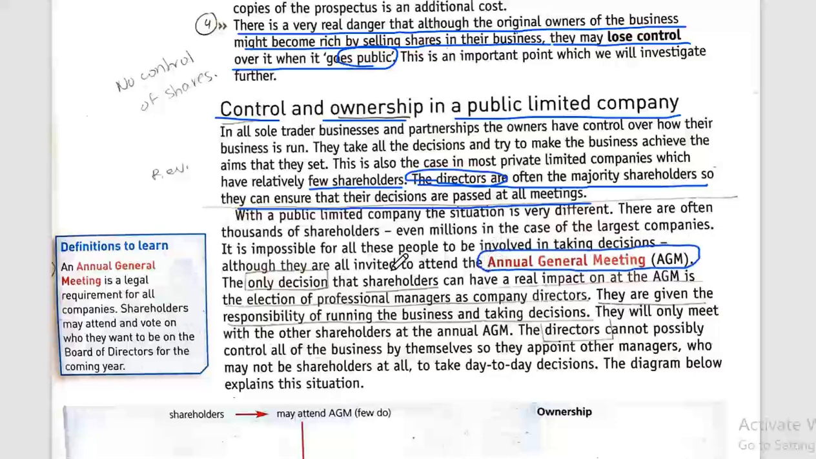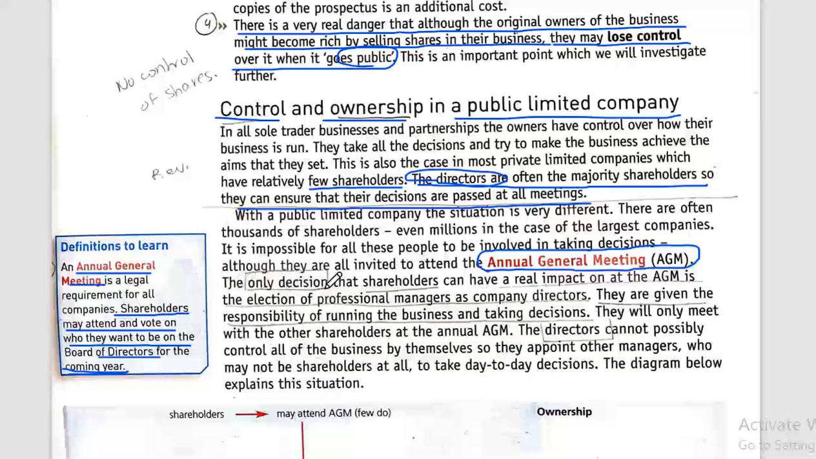So let's see what this term means. An annual general meeting is a legal requirement for all companies. Shareholders may attend and vote on who they want to be on the board of directors for the coming year. So in order to make a decision, and as there's a huge amount of shareholders, they vote for people to be on the board of directors in this annual general meeting.